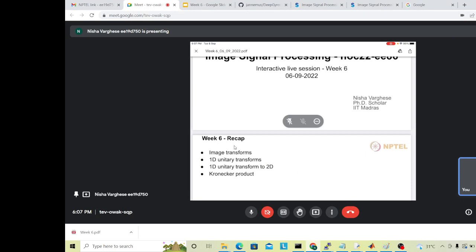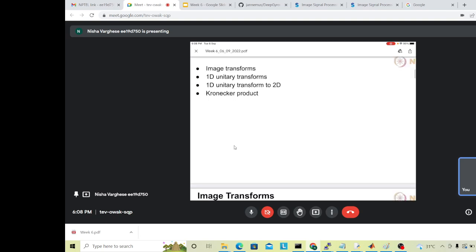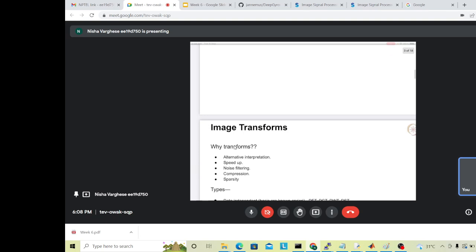So the week 6 videos were on image transforms. The first one was an introduction to image transforms, then one-dimensional unitary transforms, then extending the one-dimensional unitary transform to two-dimensional transforms, then the Kronecker product and how it can be used to easily find a 2D transform. So these were the topics in week 6. The first topic was image transforms.